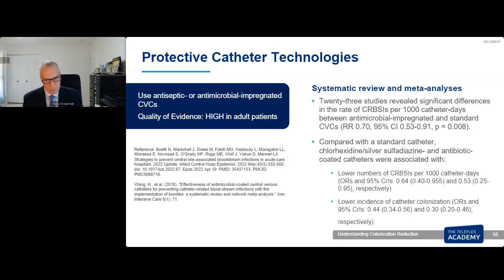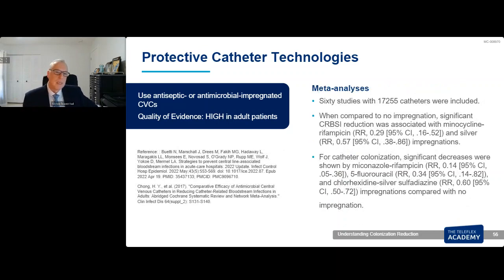It is important to remember that those coated with antibiotics, especially minocycline, rifampicin, are more useful for gram-positive microorganisms, not fungal, more or less for gram-negatives, maybe less, but more. But on the other hand, chlorhexidine and silver are good for eliminating gram-positives, gram-negatives, and fungal infections and colonization.